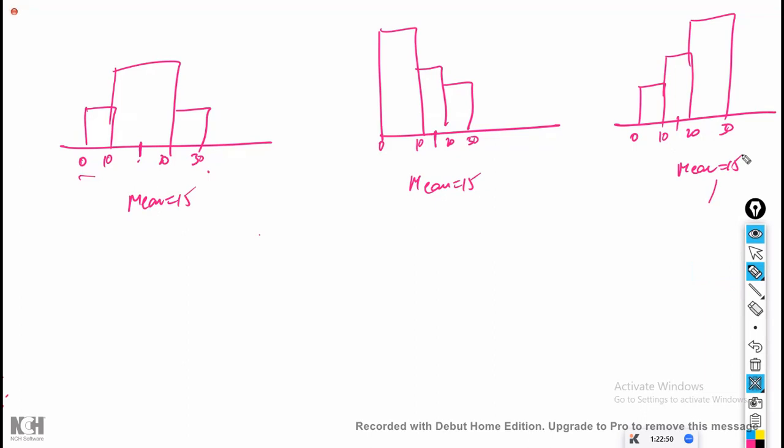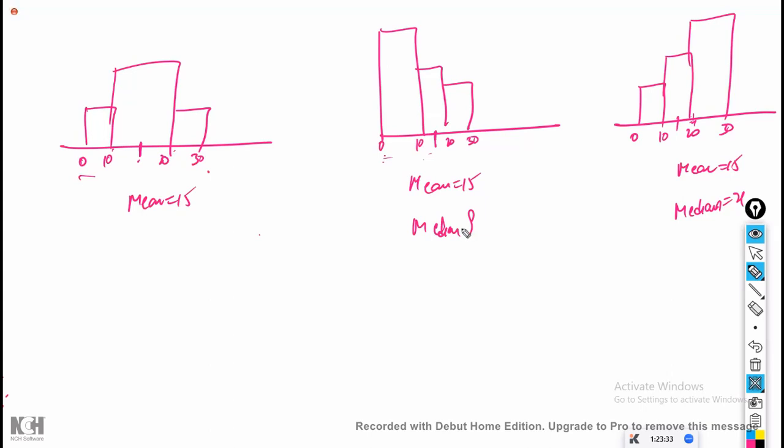Median: wherever the largest bar is, that is the median value. Here, the largest bar will be between 10 to 15, so the mean and median are both in 10 to 15 only, so both are the same. In this case, the median will be between 0 to 10. Take any number of your choice between 0 to 10, say 9. Obviously, now the median is less than the mean. Now, in this case, take any value of your choice, let us take between 20 to 30, say 21.